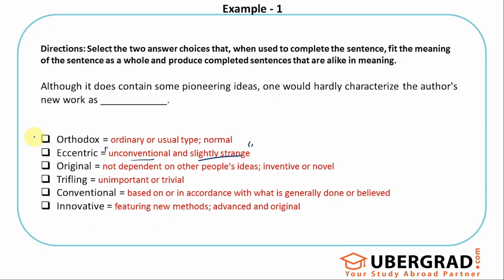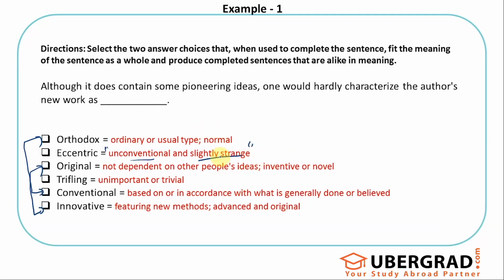Here I see two pairs. Orthodox and conventional is looking like one pair, right? And original and innovative is another pair, right? So original is not dependent on other ideas, so you're coming up with new ideas, inventive ideas. Innovative is also coming up with new stuff. So these two make sense. Orthodox and conventional is like you're being traditional, doing what is already known and accepted, nothing new, nothing different. And if you closely observe, those two are also in a way antonyms, like they're opposite in meaning. Being innovative and original is one thing, being orthodox and conventional is like sticking to what is known, nothing new. So they are not exactly opposites, but there is some sense of them being opposite in meaning.